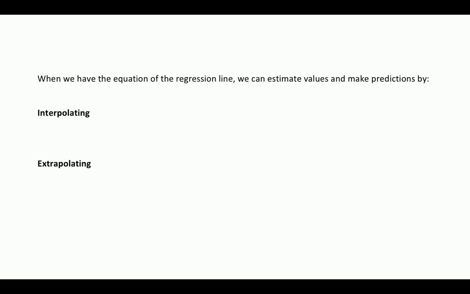Okay. So here we go. When we have the equation of the regression line, we can estimate values and make predictions, right? Because that's another big part of what we want to do. We want to make predictions. Interpolating basically means we're going to make predictions between existing data points, so within the set of data, based on data in between the points that we actually have gathered.